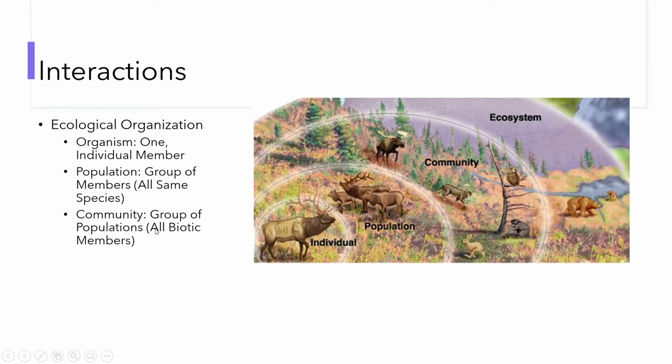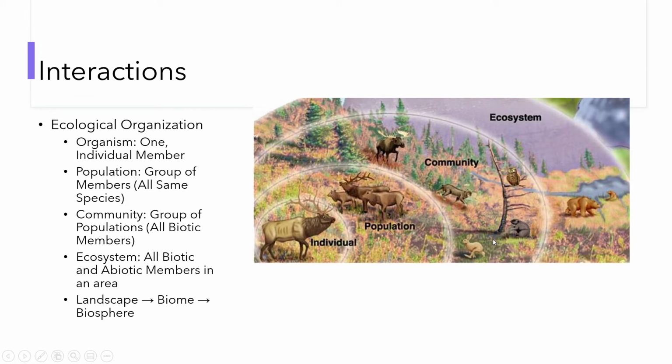They're all the biotic members within that area. It has to be a specific area, and it all has to be living things. It can't be non-living things because non-living things are included in the ecosystem. Things like water are going to be included with our moose or our elk, or our shrub oak, those kinds of things.